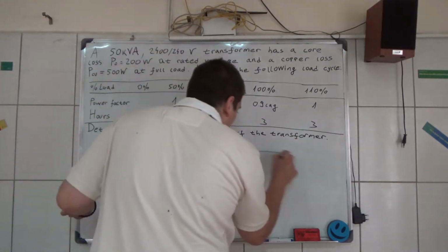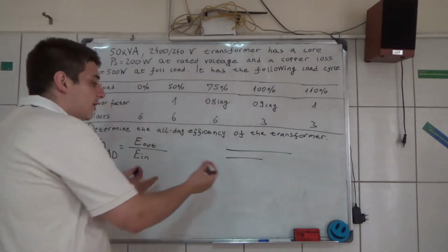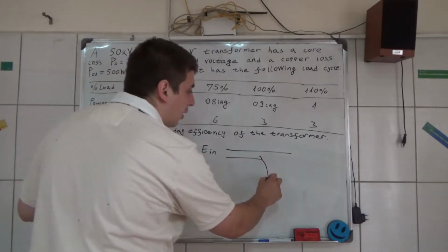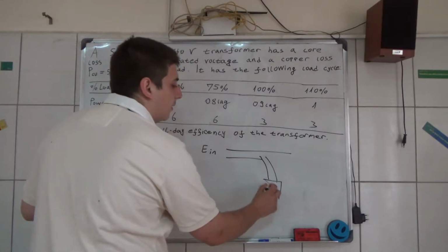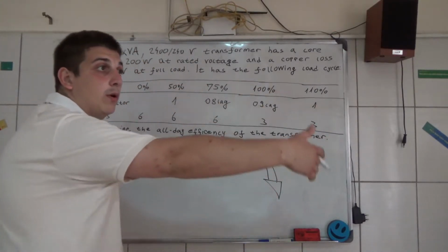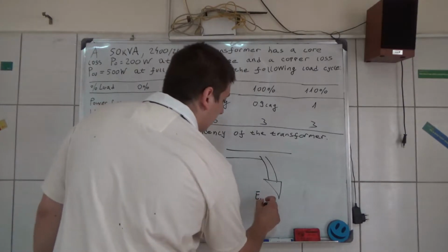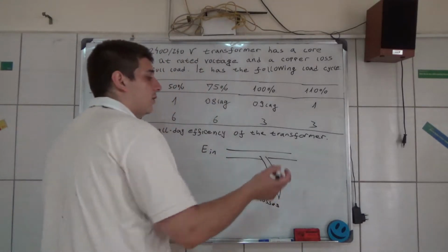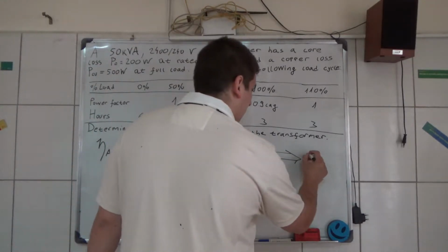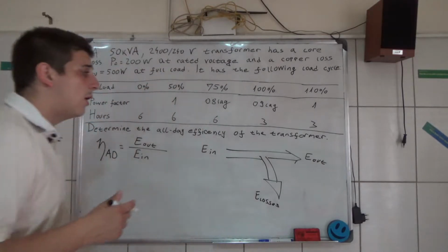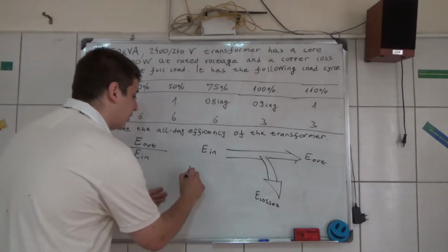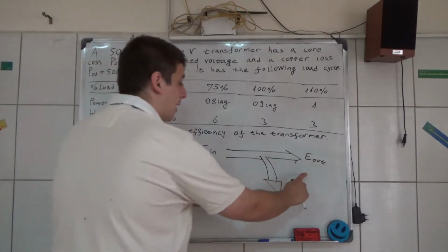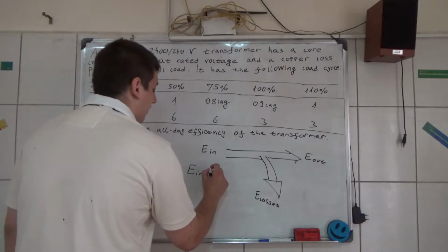Now for example, here is the diagram. Here we have energy input. Part of that energy goes to the losses in the transformer that we cannot use in our neighborhood, and the rest goes to the neighborhood. As you can see, the energy input is equal to the output energy plus the energy losses.